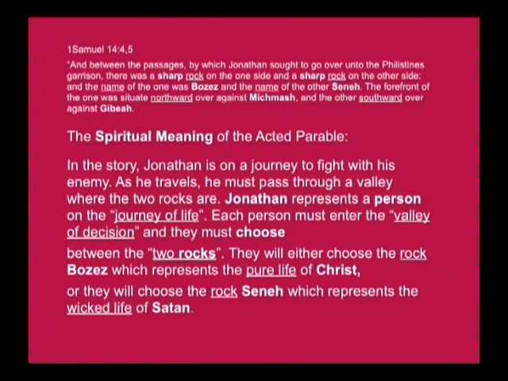Now we're ready to take a look and see what the spiritual meaning of this acted parable really is. In the story, Jonathan is on a journey to fight with his enemy. As he travels, he must pass through a valley where the two rocks are. Jonathan represents a person on the journey of life. Each person must enter the valley of decision, and they must choose between the two rocks. They will either choose the rock Bozez, which represents the pure life of Christ, or they will choose the rock Seneh, which represents the wicked life of Satan. Very soon, all of us are going to have to choose between these two rocks.